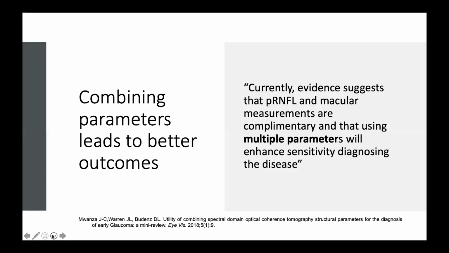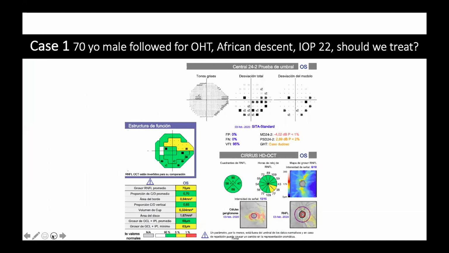And now the innovation in the latest studies is that what we have to do is not use one of these parameters alone, but combine them. That will lead to better outcomes, and current evidence suggests that using all together will enhance the sensitivity to diagnose glaucoma. So that's what we have to do. And I have some examples for you in which you will see that all the parameters need to be assessed as a whole.